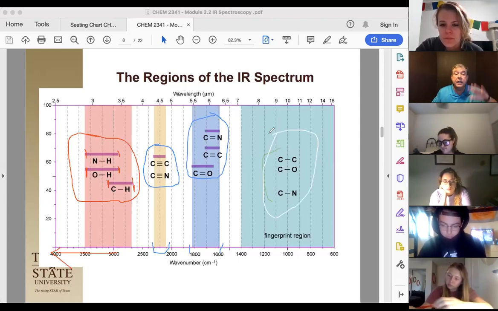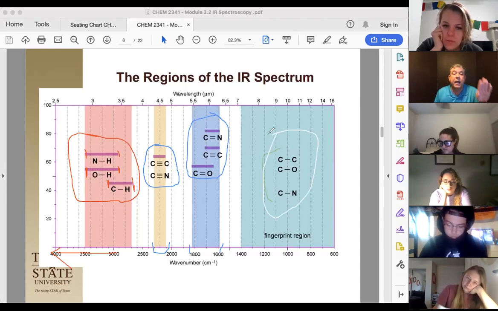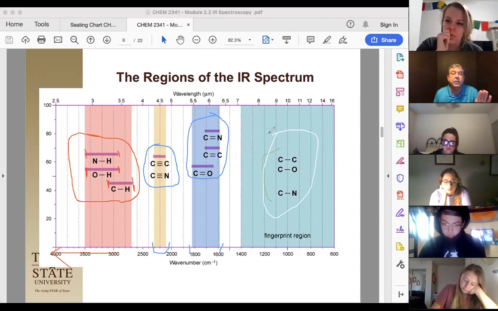So the key here is the high wave numbers are the high frequencies. The highest ones are the ones with those light hydrogen atoms. Then we go triple bonds, double bonds, single bonds, okay? That's the way to remember where these different things are going to be in these different zones.